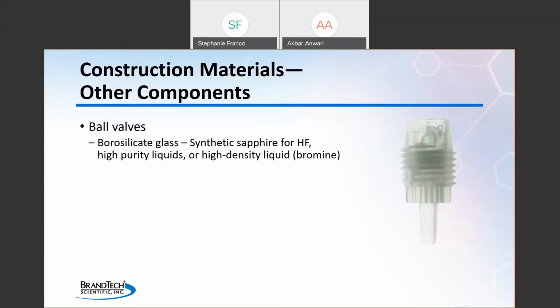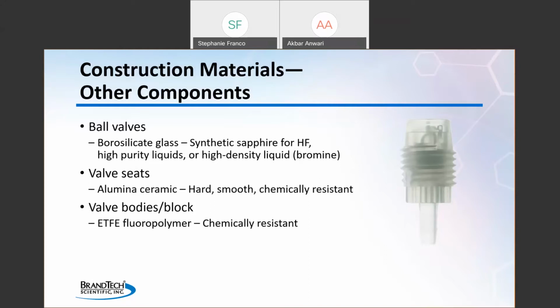For instances where borosilicate is not appropriate, such as high purity chemicals, hydrofluoric acid, which dissolves borosilicate glass, or bromine, which is too dense and would cause a filling valve to float, synthetic sapphire, a form of aluminum oxide, is used. It can handle densities of up to 3.8 grams per cubic centimeter. Valve seats are made of aluminum oxide ceramic, which is hard, smooth, and chemically resistant.